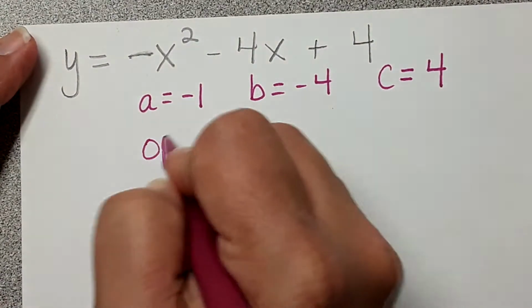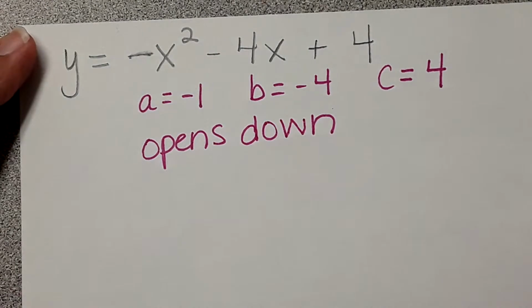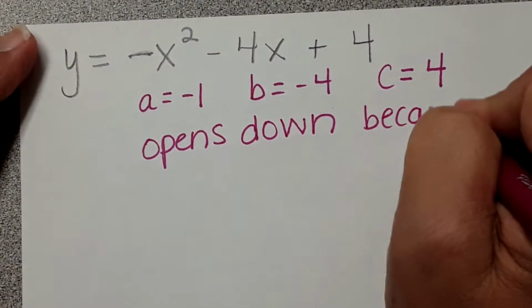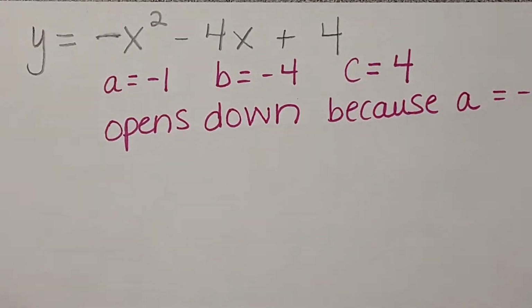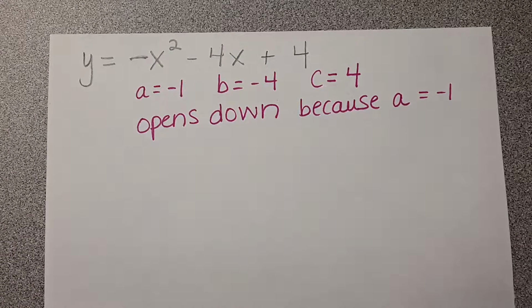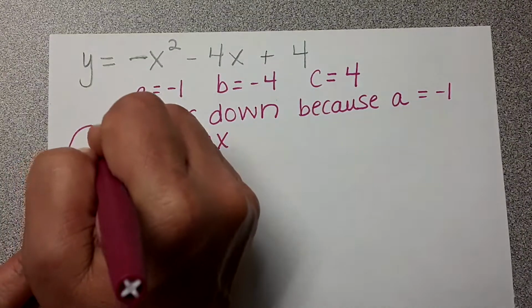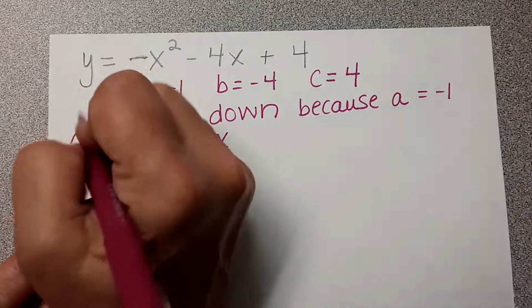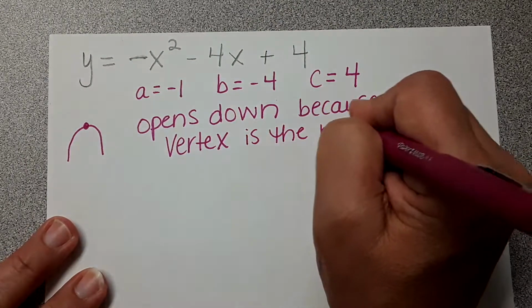It opens down. And why does it open down? Because A is a negative. And it's not just because A equals -1, it's because A equals a negative. Okay, now, is the vertex the maximum or the minimum point? Since it opens down, where's the vertex? At the top or the bottom? Top. That means the vertex is the maximum point.